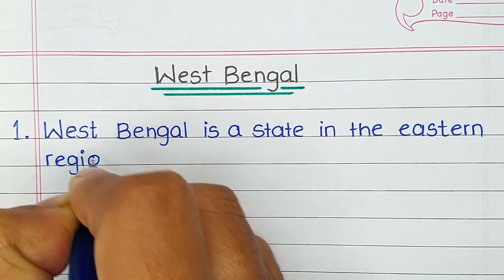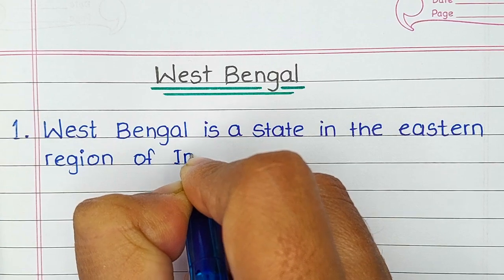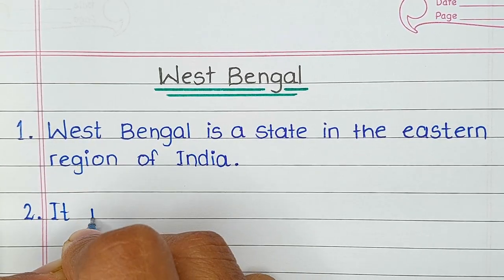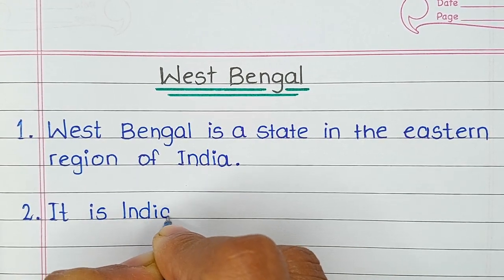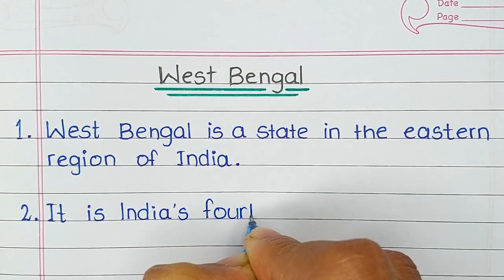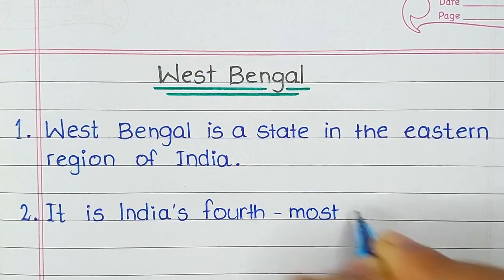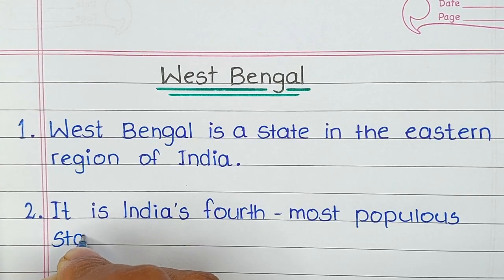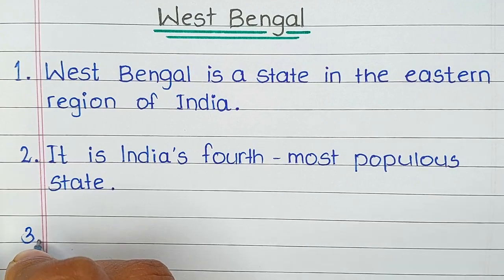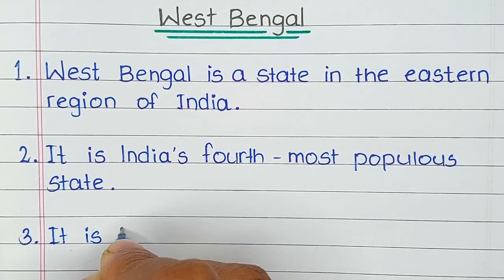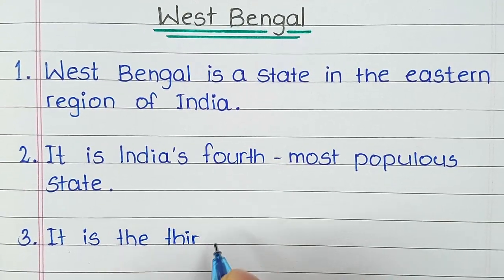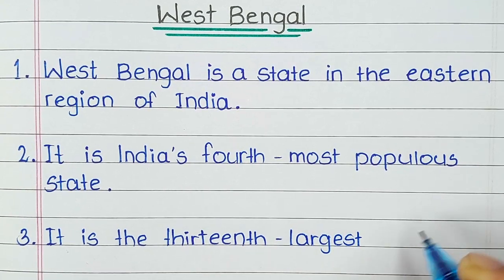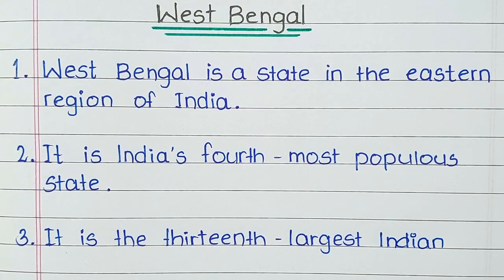First line, West Bengal is a state in the eastern region of India. Second line, it is India's fourth most populous state. Third line, it is the 13th largest Indian state.